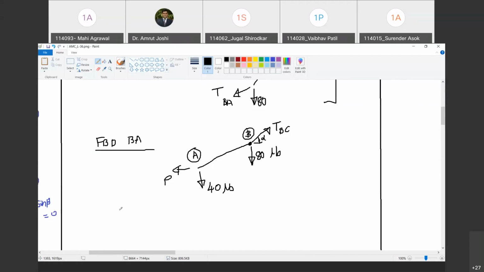So what should I do? Summation of moments of all the forces about B equal to 0. So whose moment will come? Tell me.